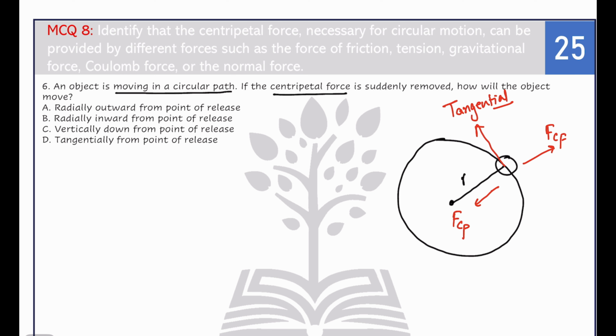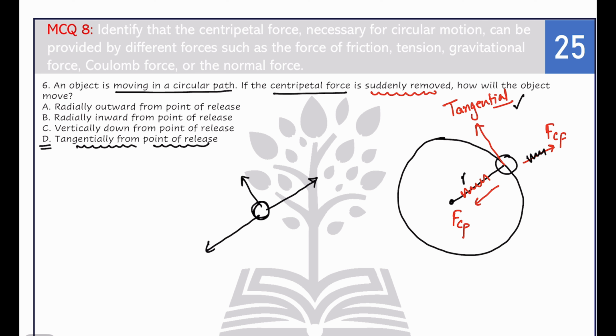He said if the centripetal force is suddenly removed, this will finish. Then what will happen? This will also finish. Which will be left? Tangential. How will the object move? Very simple. Tangential. So the answer is D, tangential from point of release. Just try to understand. One this side, one this side, and the object is here, and the one force this side is called tangential.